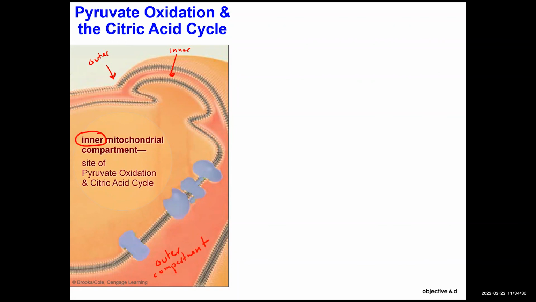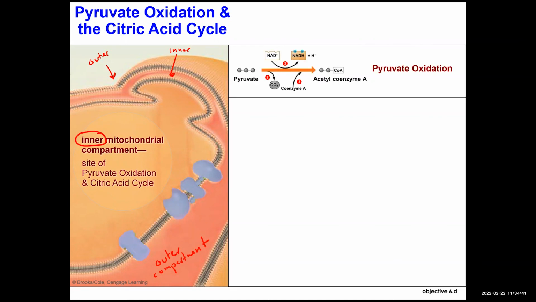The first step, pyruvate oxidation, is one step. We are going to take every pyruvate and we're going to convert it into acetyl coenzyme A. Notice that we are going from a 3-carbon molecule to a 2-carbon molecule. The carbon is lost as carbon dioxide. So the main things we're going to make here, we're going to make NADH, we're going to make acetyl coenzyme A, and we're going to make carbon dioxide.